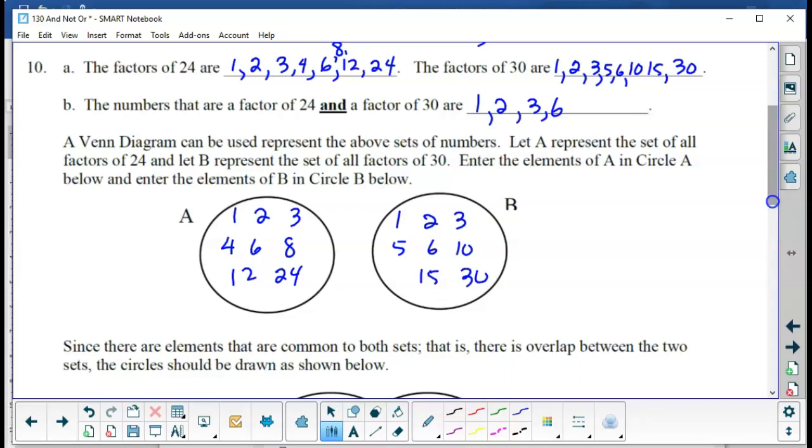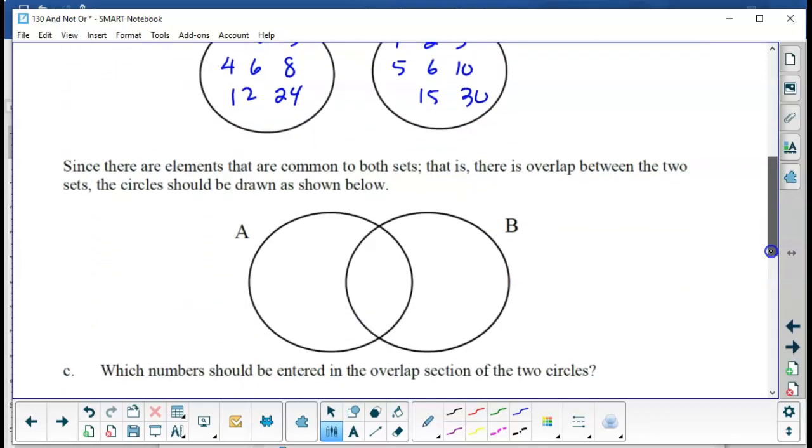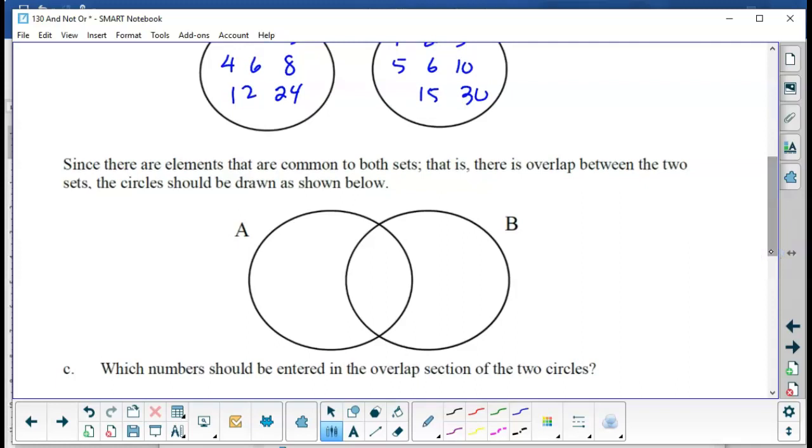Since there are elements that are common to both sets, there's an overlap. So if we overlap them, then that's where we put the overlapping values. So 1, 2, 3, and 6. And then in the other part, that's what's not included. So what's not included: 4, 8, 12, and 24, and 5, 10, 15, and 30.